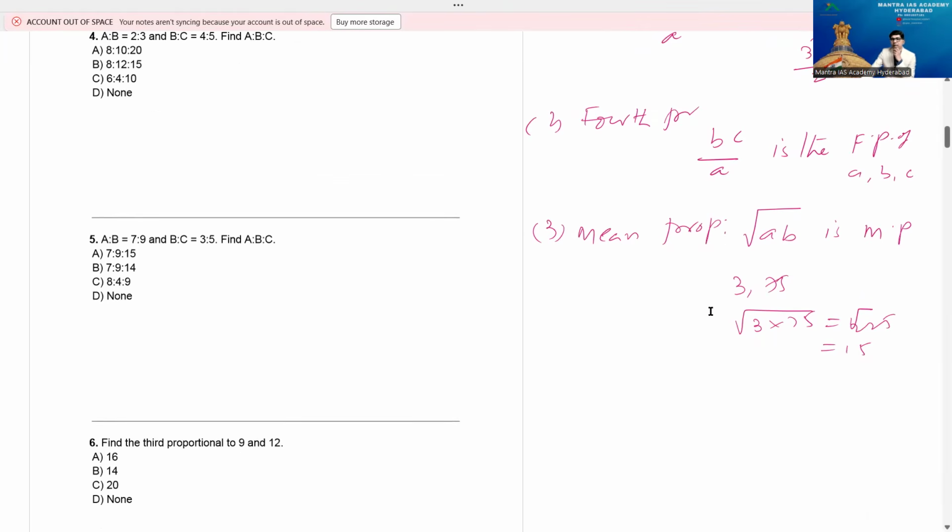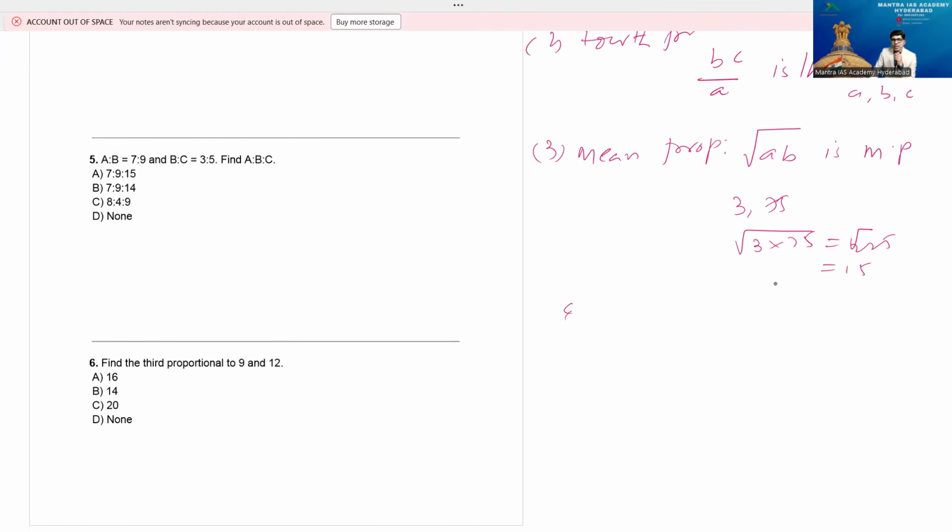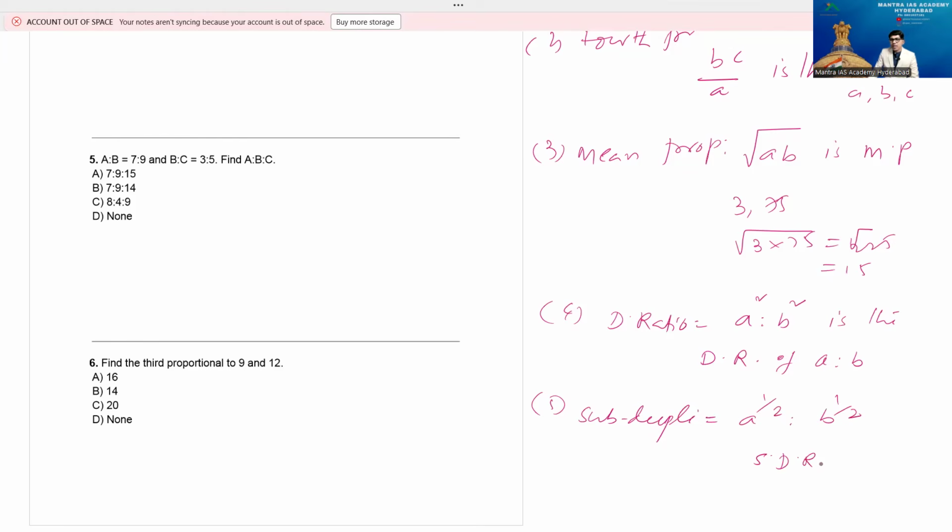Just as in proportionality, there are different ratios too. In that particular case, the duplicate ratio: a square is to b square is the duplicate ratio of a is to b. Next, the subduplicate ratio. How can you say the subduplicate ratio? A to the power of 1 by 2 is to b to the power of 1 by 2 is the subduplicate ratio of a is to b.